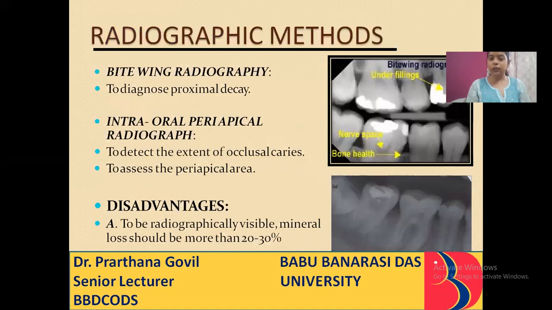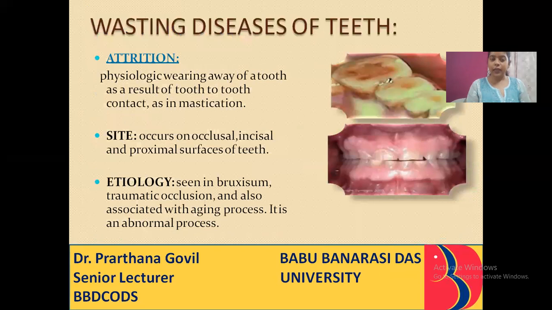Another method to check caries is the radiographic method. By doing radiography, you can go for an intraoral periapical radiograph. The disadvantage is that radiographically visible mineral loss should be more than 20 to 30%. Then you need to check about the wasting diseases of the teeth. One of these is attrition.